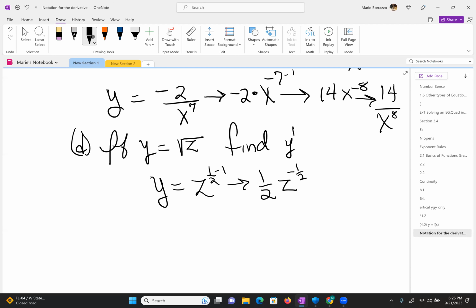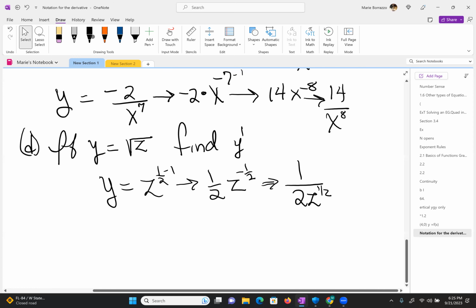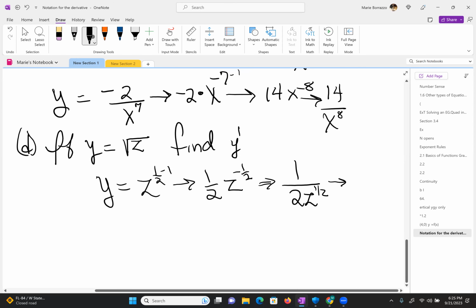So we need to fix that. So to correct this, remember this is 1/2. And now this will be z to the positive 1/2. You can also write it as simply 1/2 square root of z. So either or, depending on what Pearson wants, because Pearson's going to ask you for.